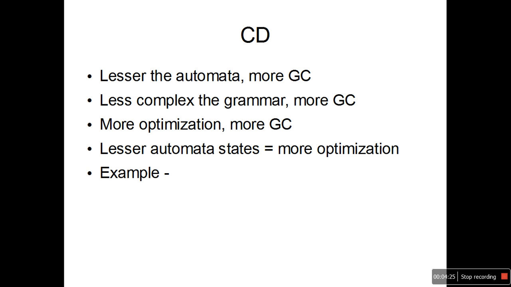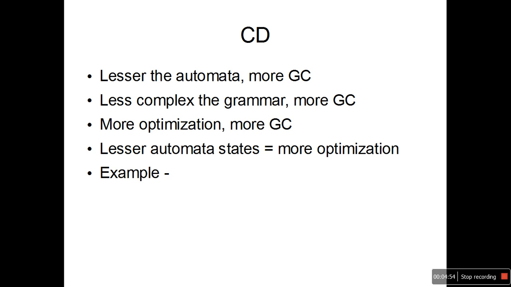The second part is compiler design. You may agree with me that lesser the automata or smaller the automata, you get more green computing. Similarly, less complex the grammar, you get more green computing because there are less states to go through. More optimization in that grammar, for example, reducing the number of useless states or removing any terminal symbols, more green computing. Lesser states of the automata, that also means more optimization.